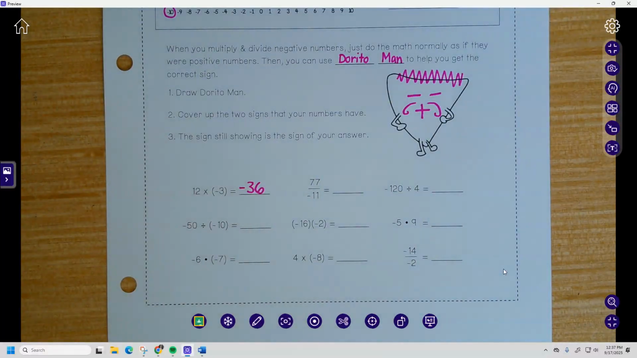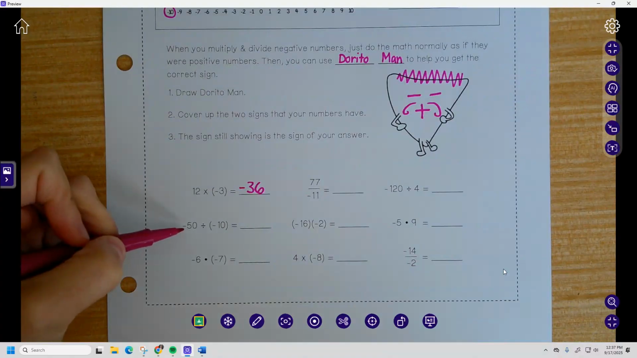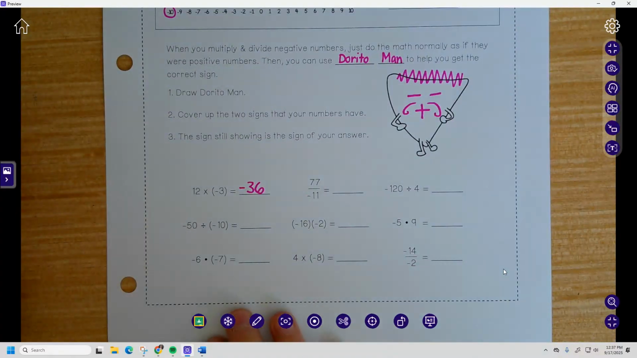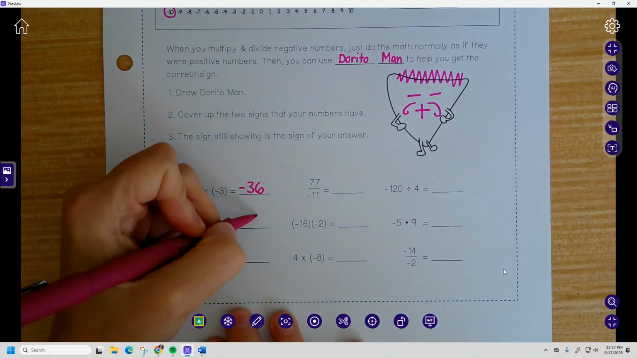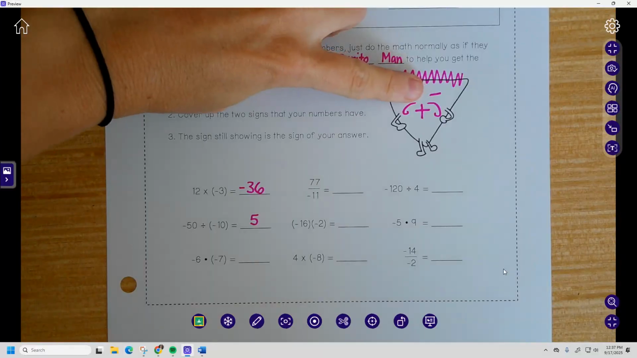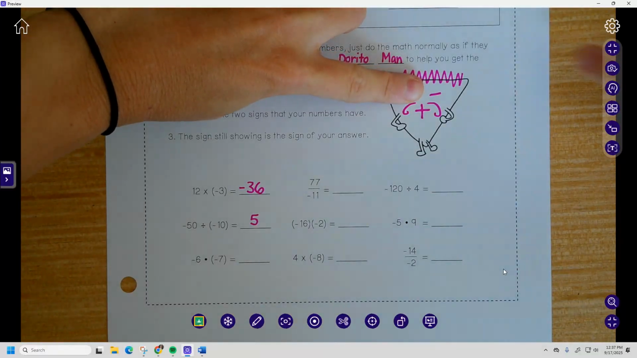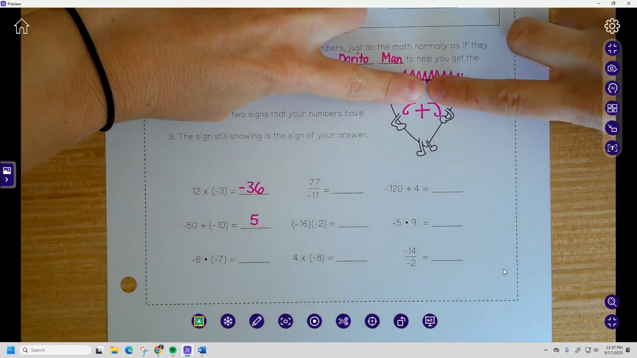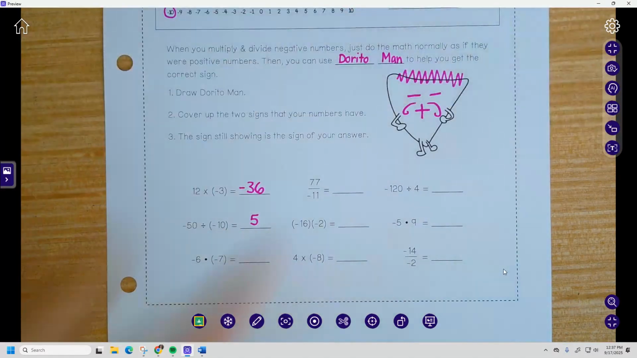Alright, same thing works for division. So we can just divide the numbers like regular. So 50 divided by 10, we know that's 5. And it's a -50, cover up a negative sign, divided by a -10, cover up the other negative sign. So that means our answer is +5. So we just leave it.